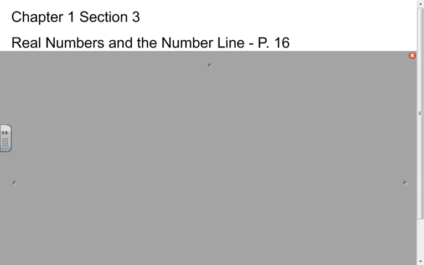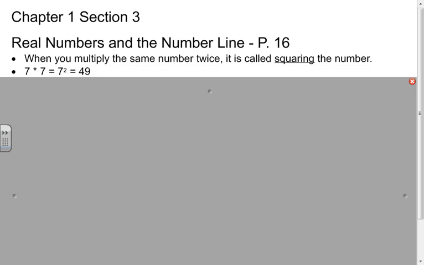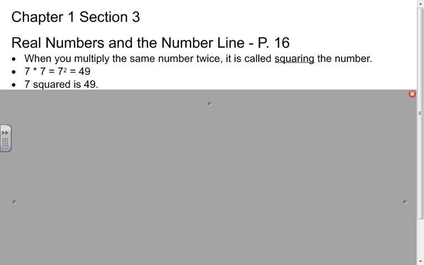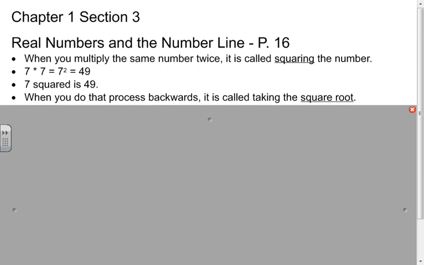Some notes first. When you multiply the same number twice, that's called squaring the number. For example, if I do 7 times 7, that's the same thing as 7 squared, and I know that 7 times 7 is 49. So I could say that 7 squared is 49. If I do that process backwards, it's called taking the square root. So instead of doing 7 times 7 and getting 49, this time I'm going to start with a 49.